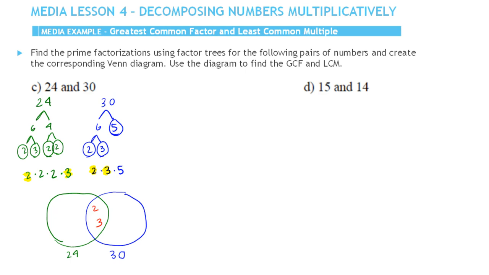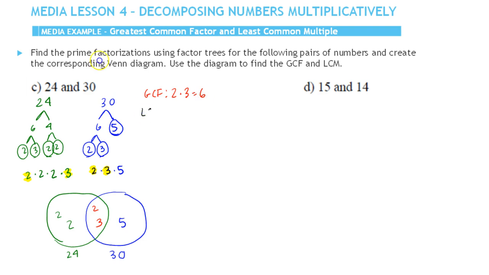Now here I'm going to put the remaining factors of 24 that it does not share with 30. So there are 2 factors of 2 that 24 has that 30 does not. And there's 1 factor of 5 that 30 has but 24 does not. So now to find the greatest common factor, I multiply all their common prime factors, which are 2 times 3, which is 6.